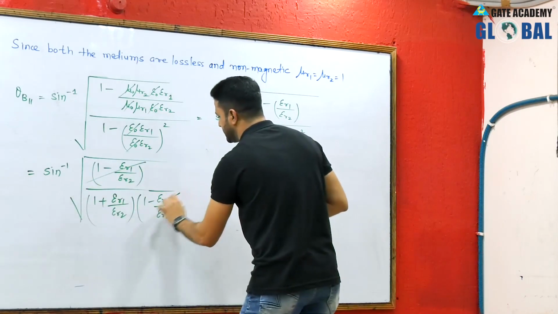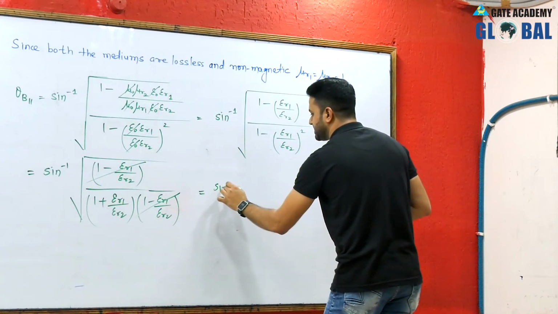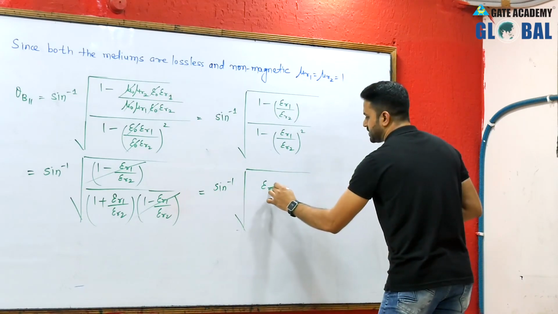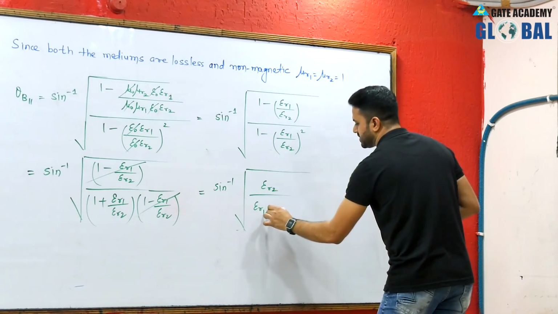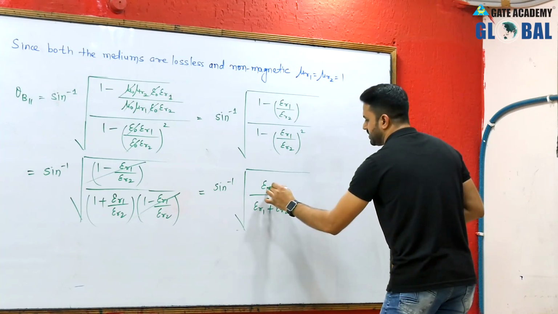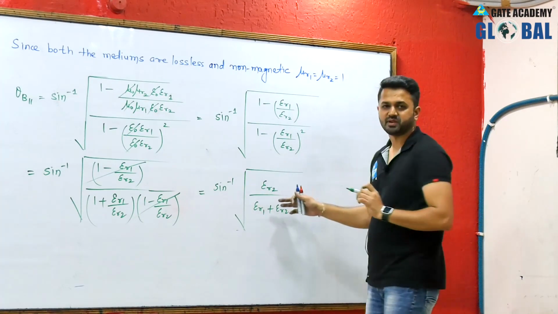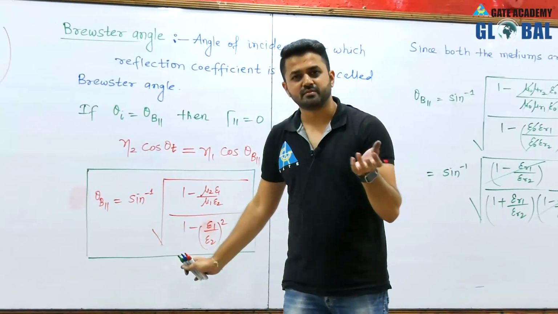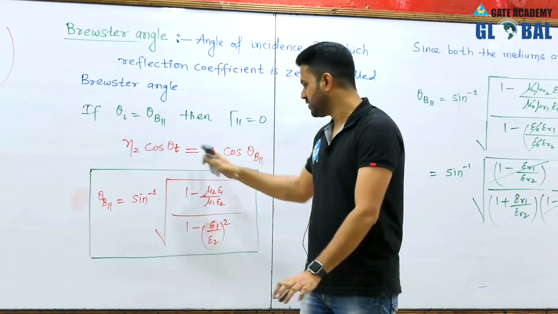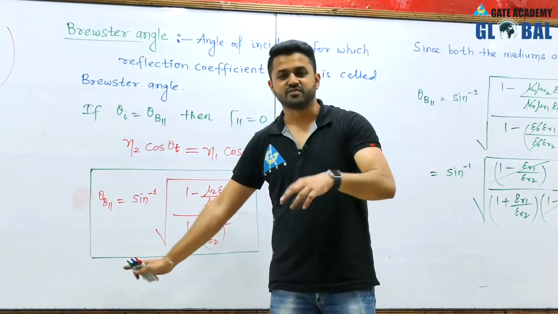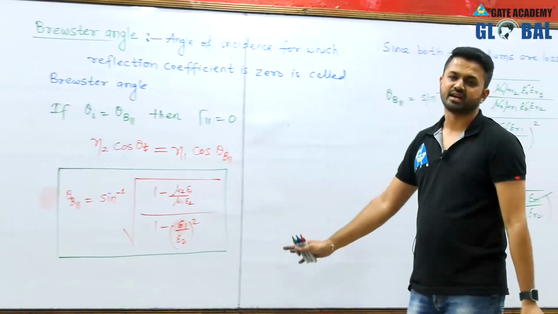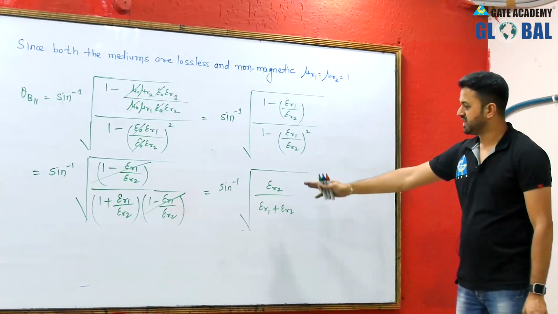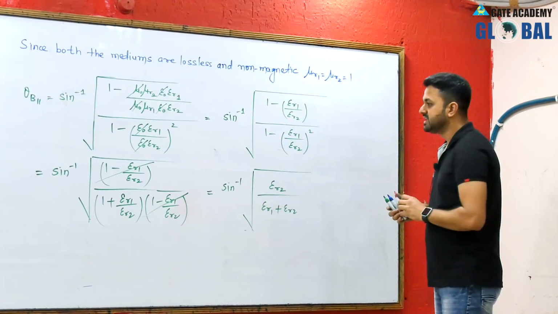So, this will be cancelled and we get sin inverse of root over epsilon r2 divided by epsilon r1 plus epsilon r2. So, this is in very simple form. The formula here is: if both media are not non-magnetic, then you have to follow this formula, but if both media are lossless and non-magnetic, then the result is very simple, that is epsilon r2 upon epsilon r1 plus epsilon r2, and that is in the form of sine.